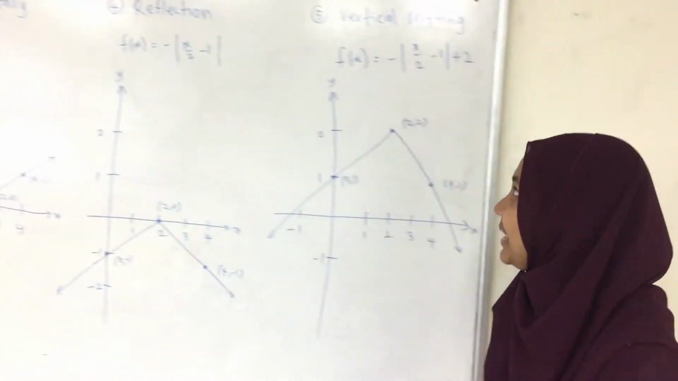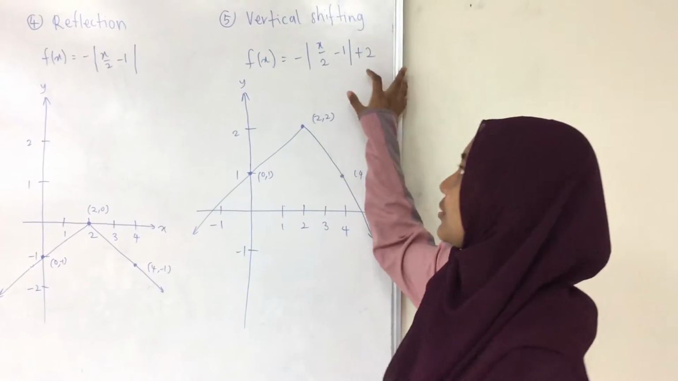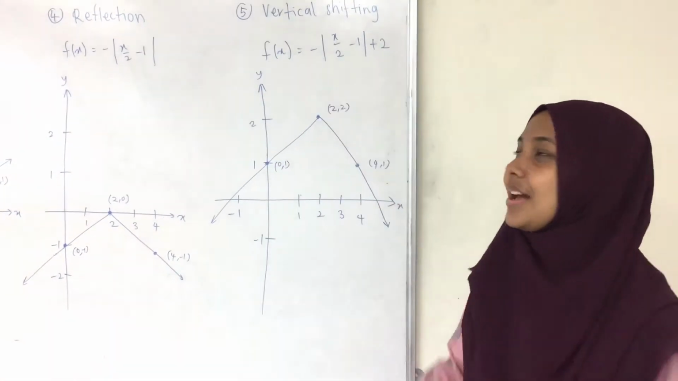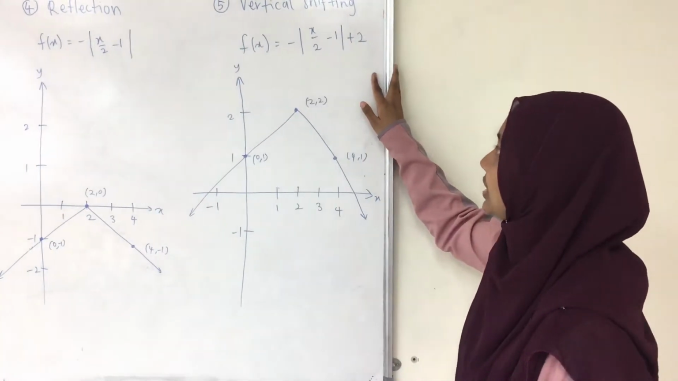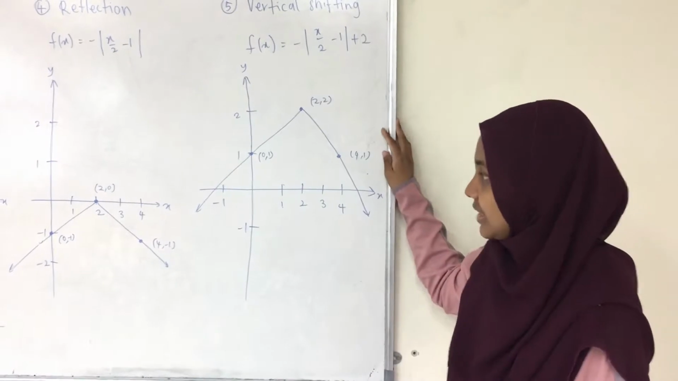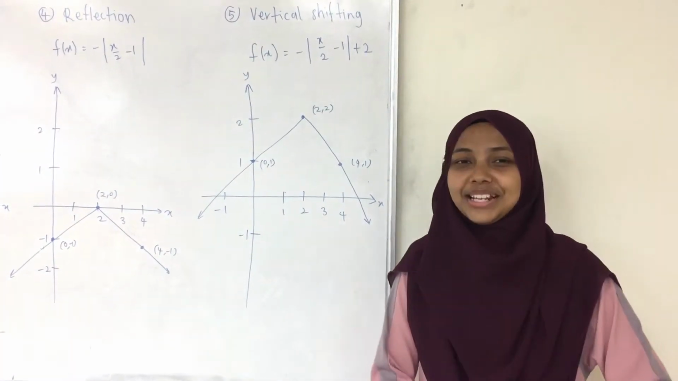And the last step will be vertical shifting. From the function f(x) equal to negative modulus of x over 2 minus 1, plus 2, we need to shift the graph by 2 units upwards. And the graph will look like this, with the points (0, 1), (2, 2), and (4, 1). Thank you, that's all from me.